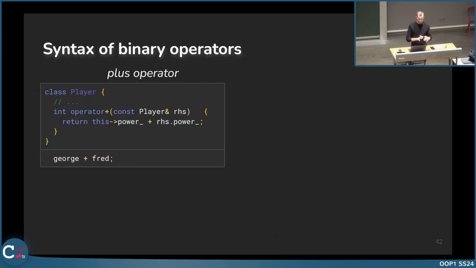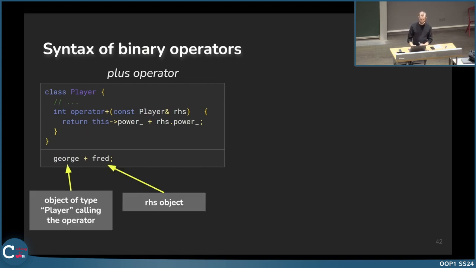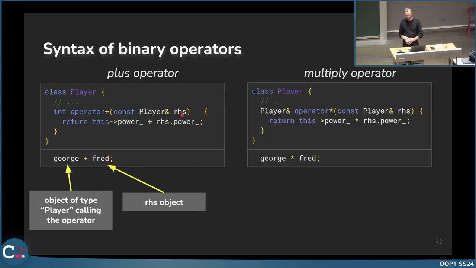So the syntax for binary operators, as we have seen now, is always: we have a class, we have this operator plus, and we have a right-hand side. What we do here and what the return type is is up to us, but this is just an example. So the object here, the left side, is calling the operator method inside, and the right-hand side is then the object which is inside here. The multiply operator works completely the same, just with the difference that there is a star symbol here. So this is what we want to override.